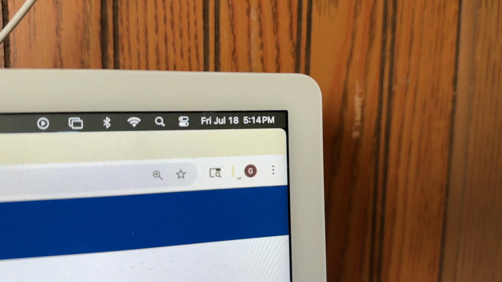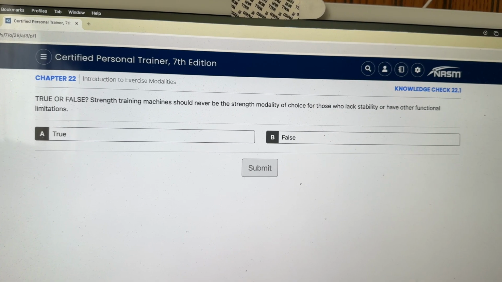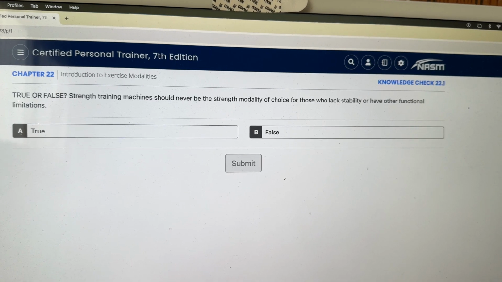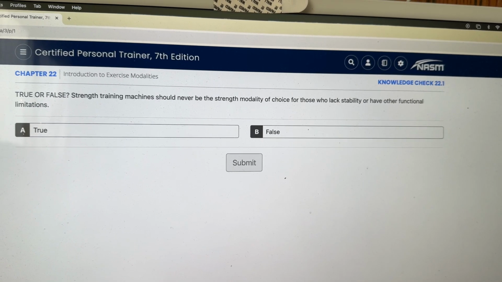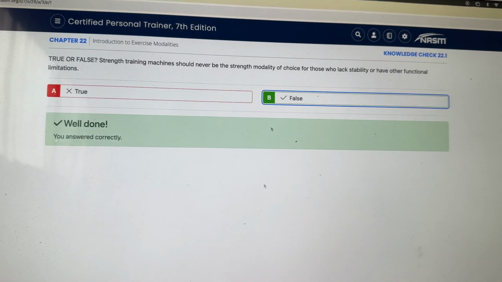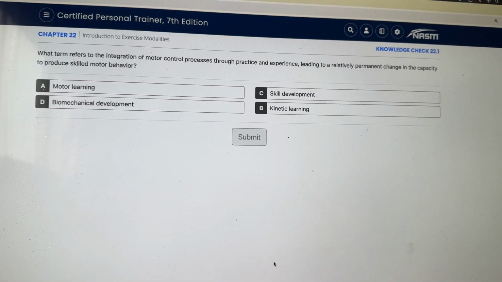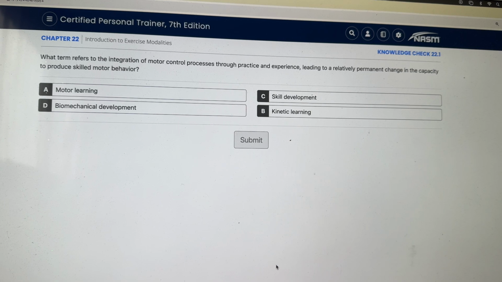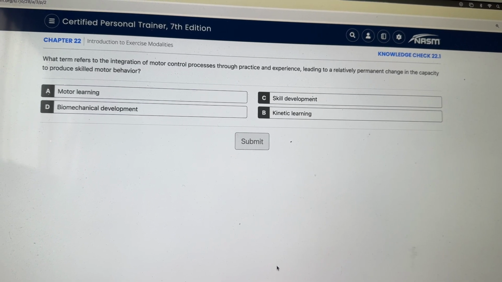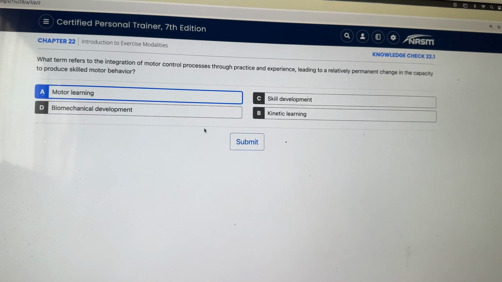What's up, guys? Chapter 22, lesson 1 is done. It is 5:14 right now. We only have 2 questions. Here we go. True or false, strength training machines should never be the strength modality of choice for those who lack stability or have other functional limitations. Should never be used? I think false. What term refers to the integration of motor control processes through practice and experience leading to a relative permanent change in the capacity to produce skilled motor behavior? I think it's motor learning.